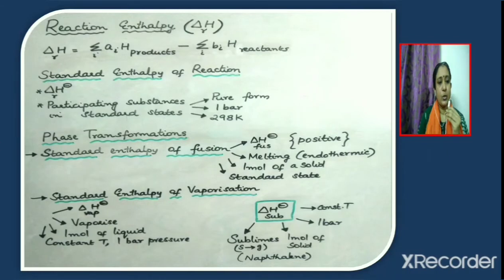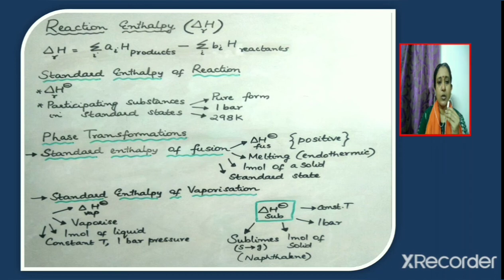We shall continue with the chapter Thermodynamics. We shall learn about reaction enthalpy, delta HR. What is meant by reaction enthalpy? It is the enthalpy change or the energy change that accompanies a particular reaction. Now, how can we calculate the reaction enthalpy? It can be calculated using the formula delta HR is equal to sum of the enthalpies of the products minus sum of the enthalpies of the reactants.